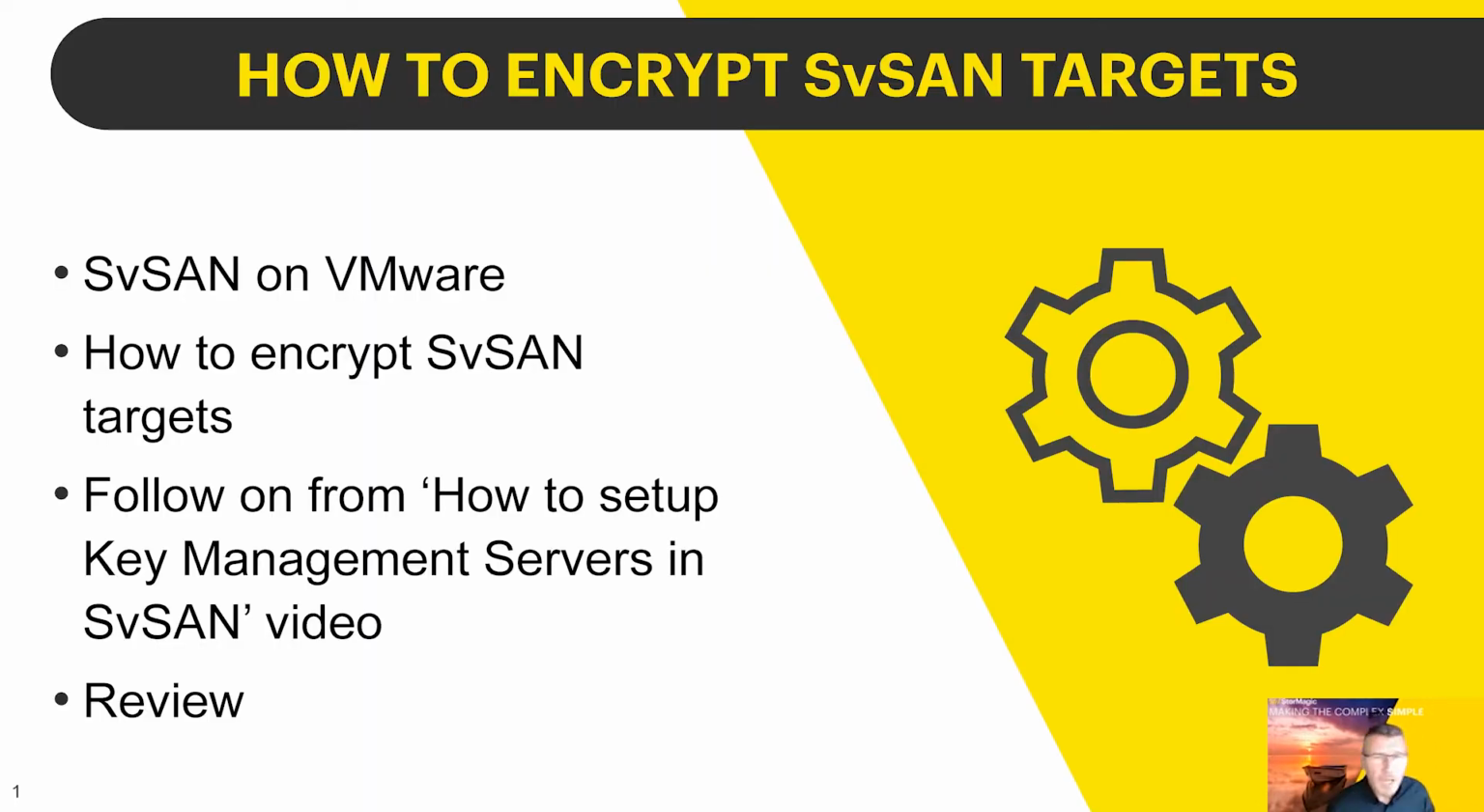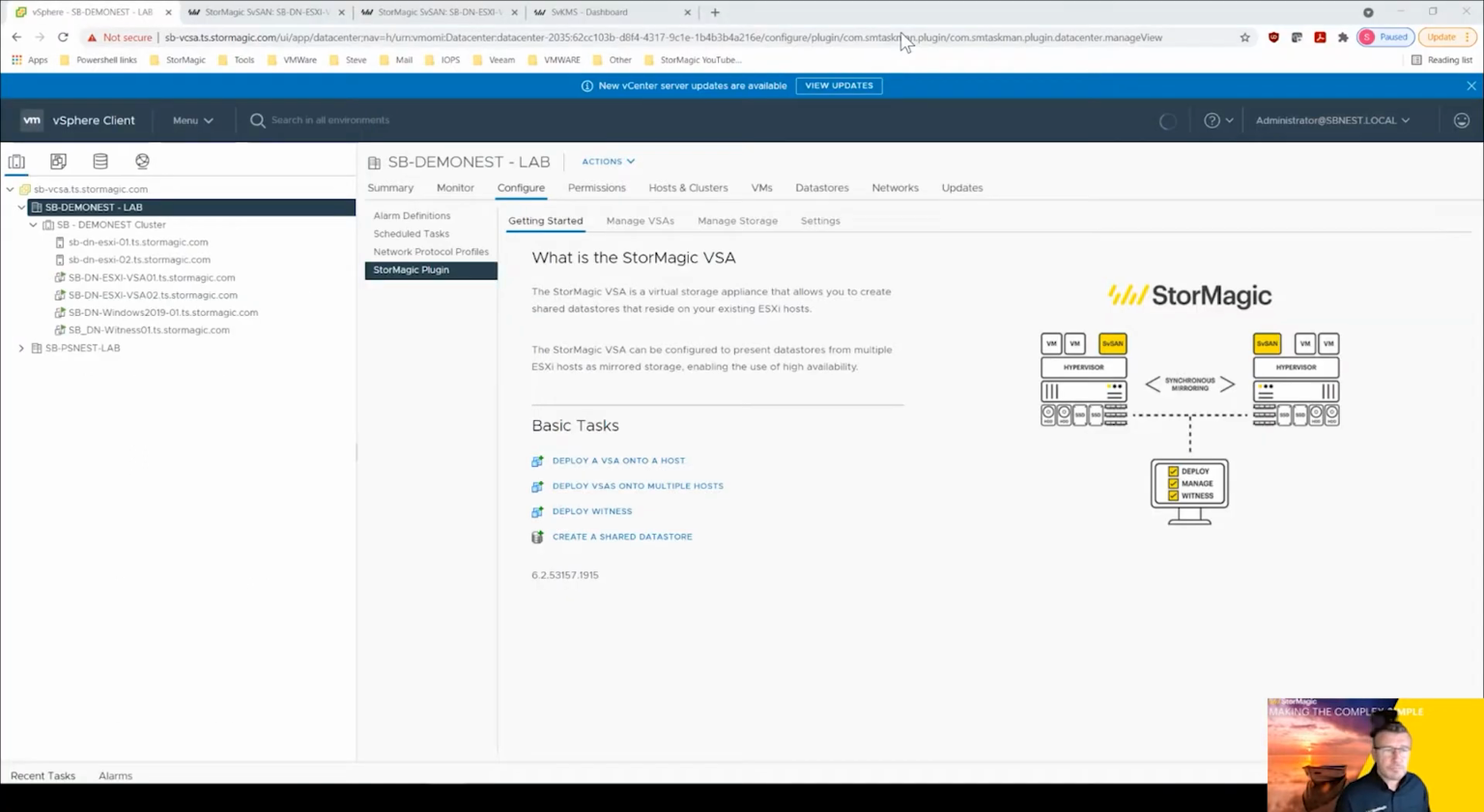So as we're saying here, we're going to show you how to encrypt SvSAN targets. This is a follow-on, as I say, from a video already done on how to set up key management servers, and then we'll review that. So let's jump out the slides. So we have SvSAN, we've got our vCenter here. You'll be familiar with some of my other videos. This is our demo Nest Lab here. 2-node cluster. We've got our virtual storage appliances here, a couple of servers here.